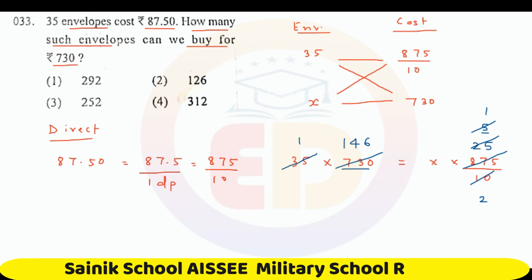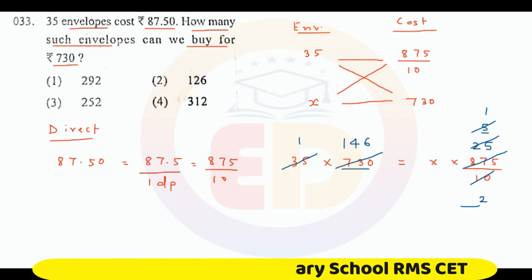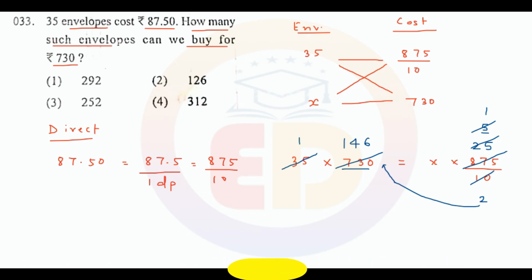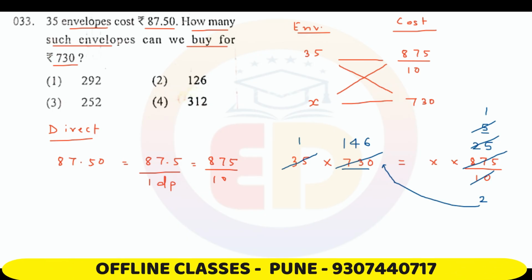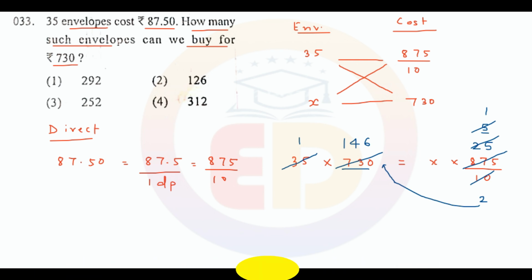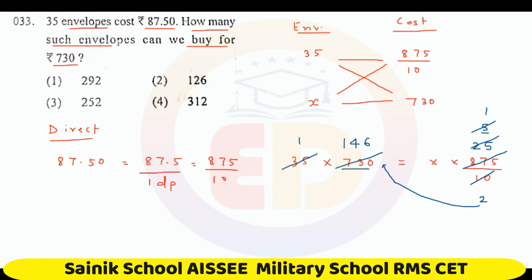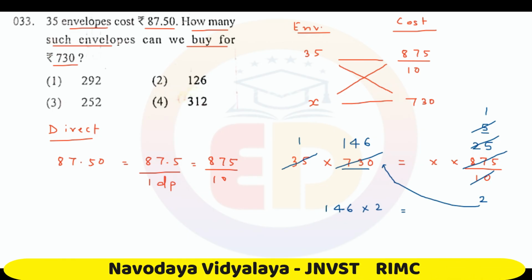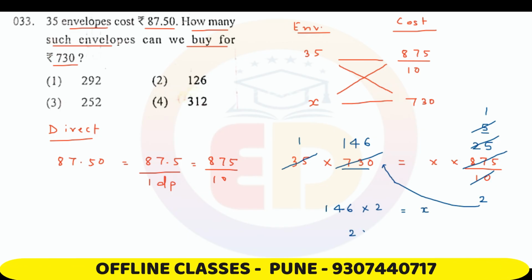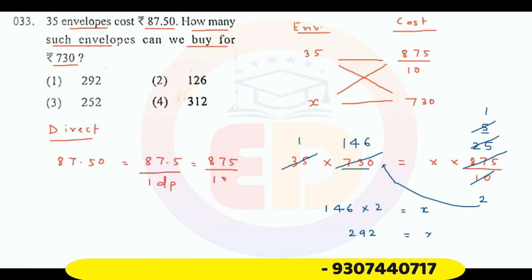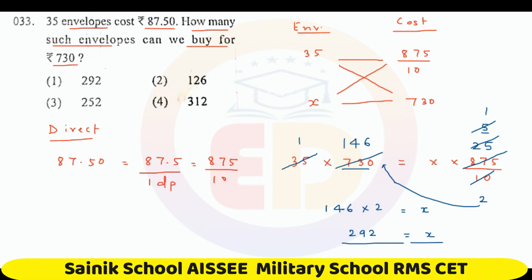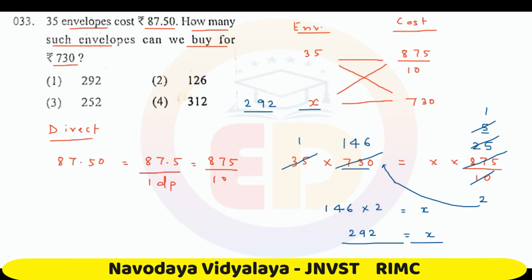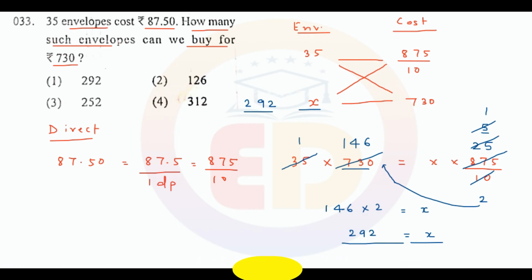The right hand side value is 2. Now it will go to the left hand side and it will multiply. Because this value is in the denominator, when it moves from right hand side to the left hand side, it will be multiplied by the term 146. 146 into 2 is our value of X, which is 292. So for 730 rupees, we can get 292 envelopes. Answer is option number 1.